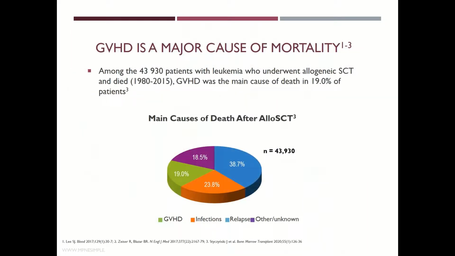Graft-versus-host disease, both acute and chronic, is a major cause of mortality. Among the nearly 44,000 patients with leukemia who underwent allogeneic transplant and died during an observation period of 1980 to 2015, graft-versus-host disease was the main cause of death in 19% of patients. It followed behind infections and relapse.